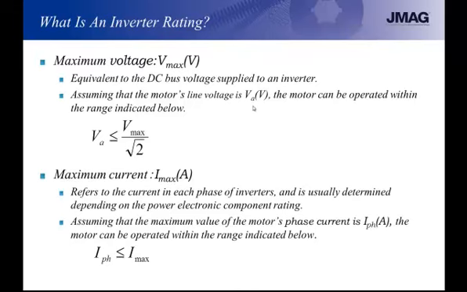Assuming that the motor's line voltage is V sub A, the motor can be operated within the range indicated below, where V sub A, or V phase, is less than or equal to the maximum voltage divided by the square root of 2. Maximum current refers to the current in each phase of the inverter and is usually determined depending on the power electronic component rating. Assuming that the maximum value of the motor's phase current is I sub PH, the motor can be operated within the range indicated below, or I phase is less than or equal to I max.